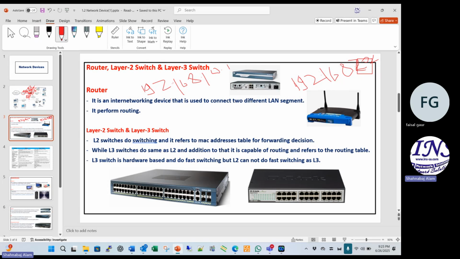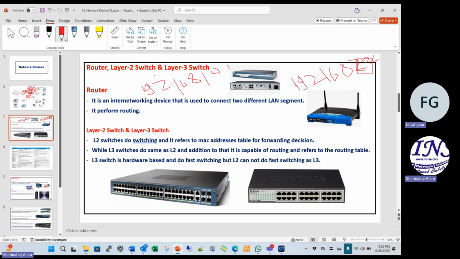We will configure the routing. We will perform the routing on the router, or a layer 3 switch. A layer 3 switch also has the feature to perform routing. Routing protocols we can configure on a layer 3 switch.